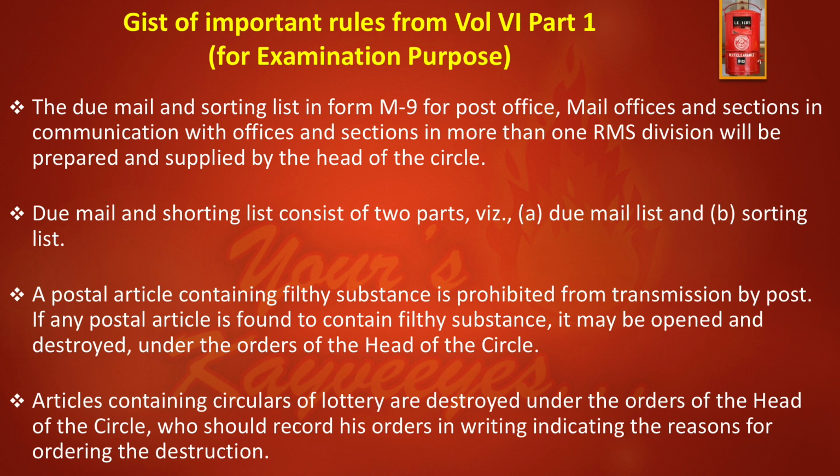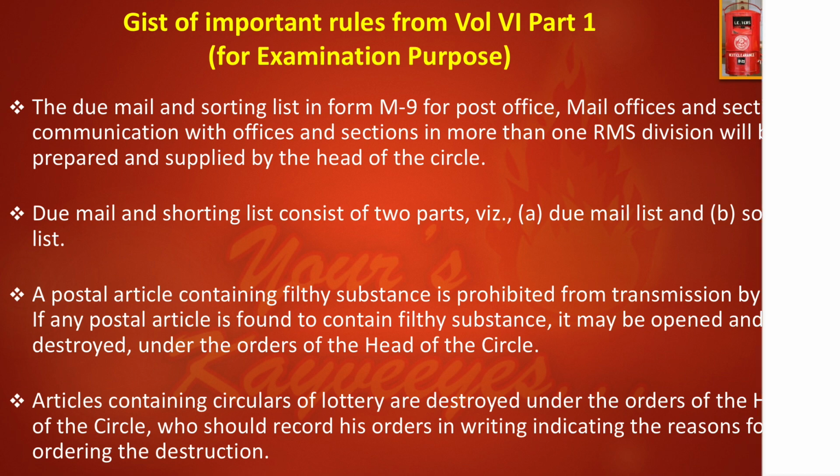A postal article containing filthy substance is prohibited from transmission by post. If any postal article is found to contain filthy substance, it may be opened and destroyed under the orders of the head of the circle. Article containing circulars of flattery are destroyed under the orders of the head of the circle, who should record his orders in writing, indicating the reasons for ordering such destruction.